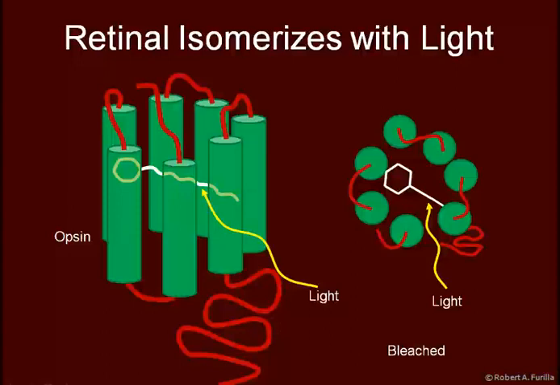And this molecule appears whitish. We usually refer to it as being bleached. And in its bleached form, rhodopsin can no longer be stimulated by light.